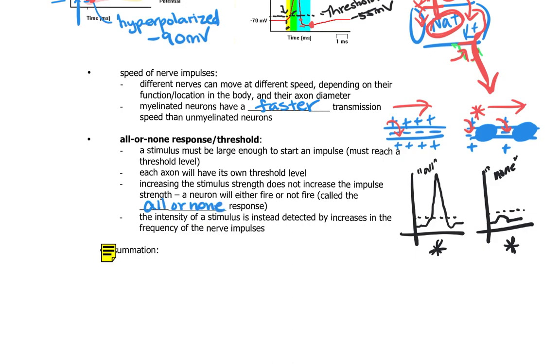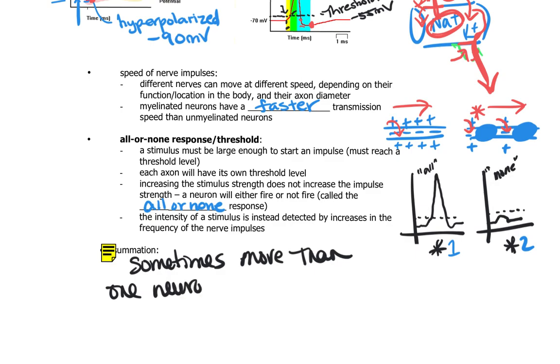So the all or none is that the nerve is either going to fire in the case of example 1, or it's not going to fire in the case of example 2, and that's all based on what the threshold level of that neuron is. The idea of summation is that sometimes more than one nerve, or neuron we could say, because that's how we're looking at them, is required to stimulate another neuron.